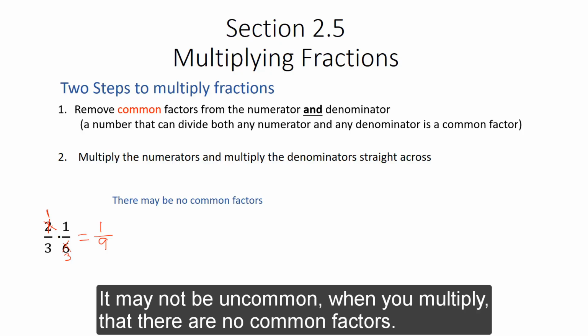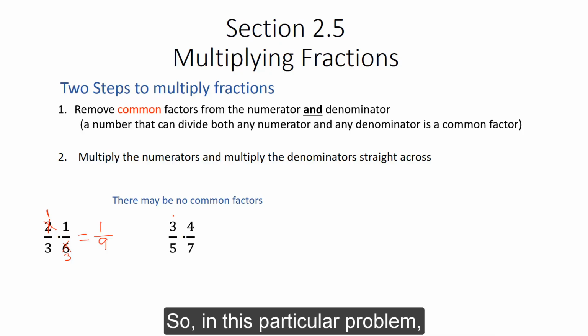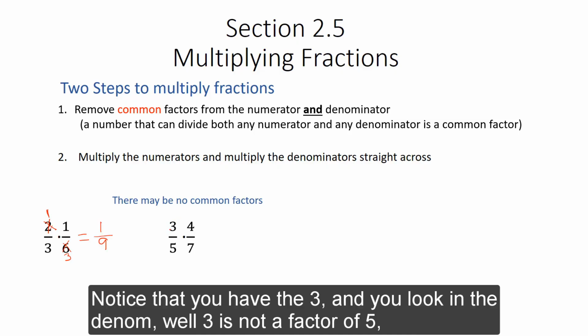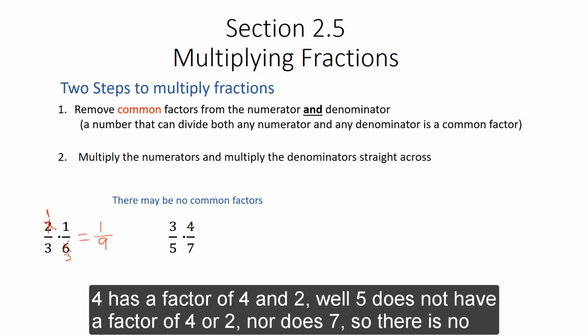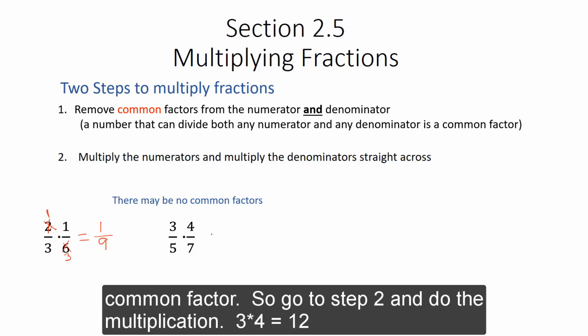It may not be uncommon when you multiply that there are no common factors. So in this particular problem, notice that you have the 3 and you look in the denominator. Well, 3 is not a factor of 5, 3 is not a factor of 7. Here you have a 4. 4 has a factor of 4 and 2. Well, 5 does not have a factor of 4 or 2, nor does 7. So there is no common factors.